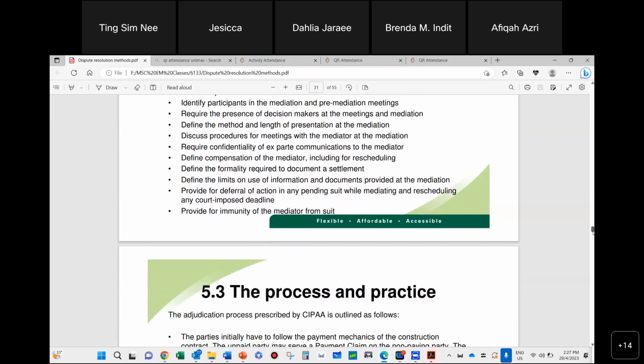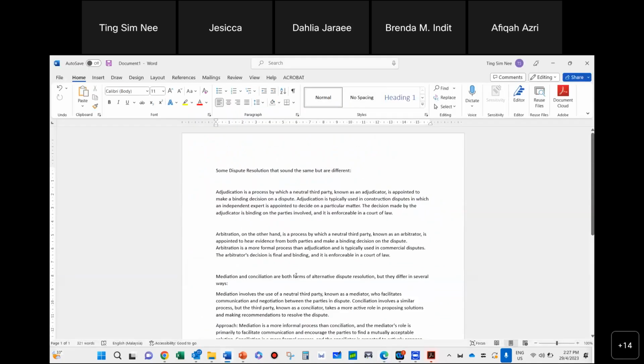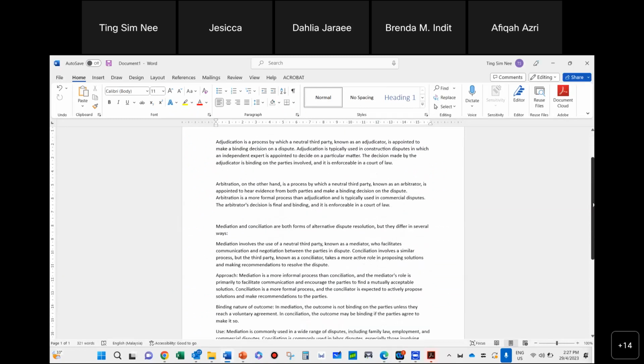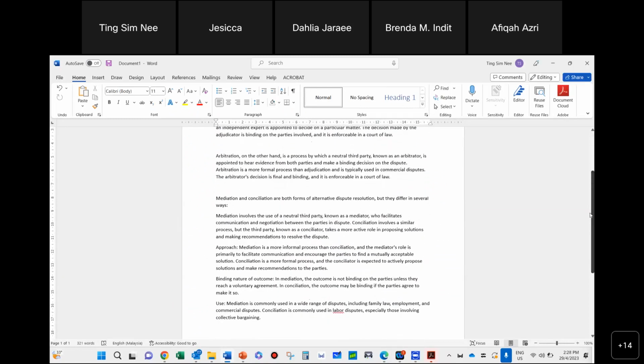Okay, and then the next level up is conciliation. Conciliation and arbitration sound the same, but actually they are very different. Conciliation also has a similar process, and that third party is called a conciliator. They will take a more active role. You can propose solutions, you can make recommendations. For a mediator, you're just trying to bring the points to one another, try to get them to communicate, very gently let them see the point. But as a conciliator, you can be a bit more pushy.